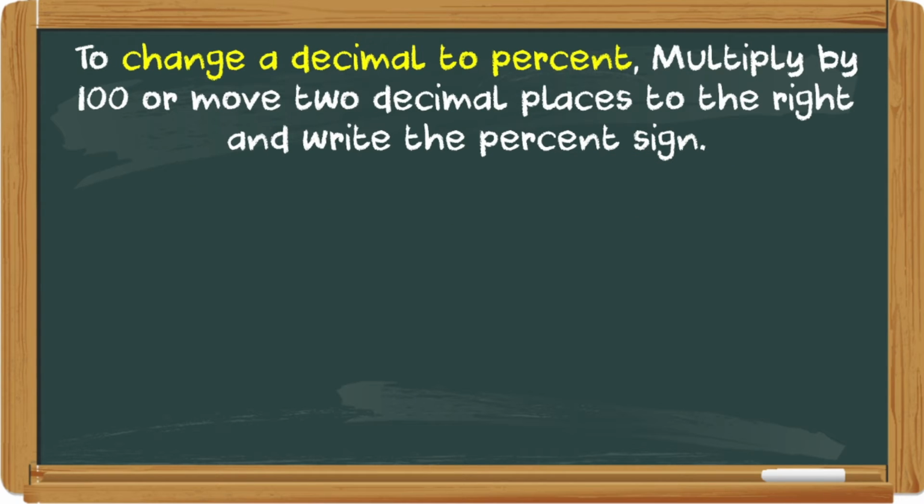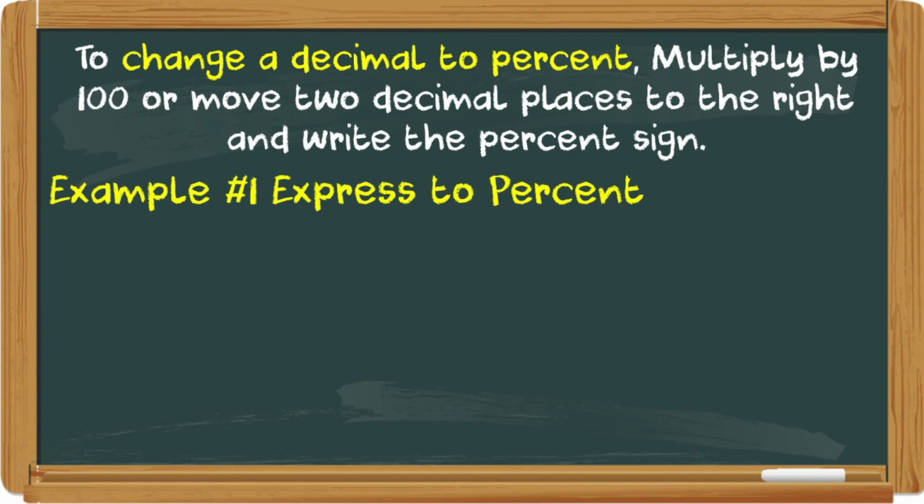To change a decimal to percent, there are two methods. The first one is multiply the given decimal by 100, or the second method is just move the decimal point 2 places to the right and write the percent sign. Let's have this example. Express 0.125 into percent form.